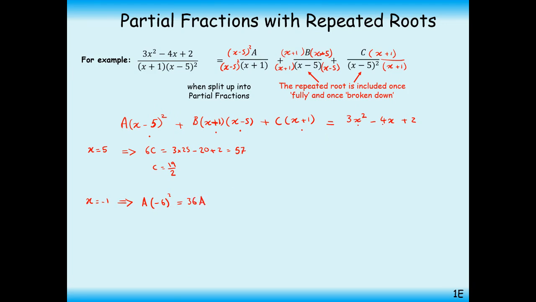On the right, we will have 3 multiplied by negative 1 squared minus 4 times minus 1 plus 2. That means that we have 3 plus 4 plus 2. That's 9. So we have 36a equals 9. Therefore, a must be 9/36, which is simply a quarter.